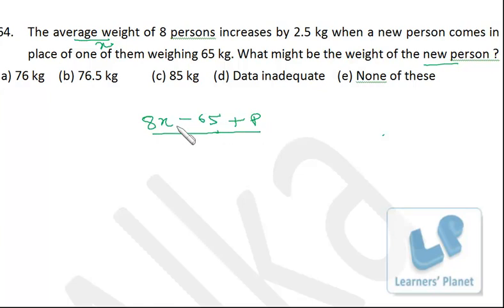Okay. So if I divide this total by 8, I'll get the average of this new team, right? And this average is nothing but 2.5 more than the previous average. So the previous average was x and this average is 2.5 more. P is the unknown quantity that we have to find out. So it is 8x and 8 into 2.5, that's 20. The 8x cancels. So P is equal to 65 plus 20, that is 85 kilograms. Okay, as simple as that.